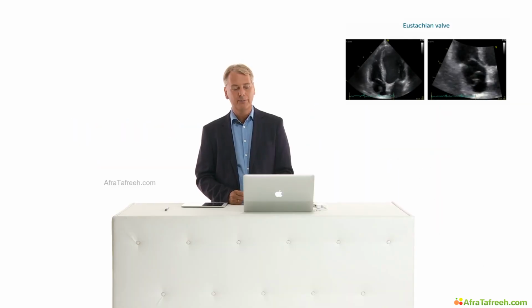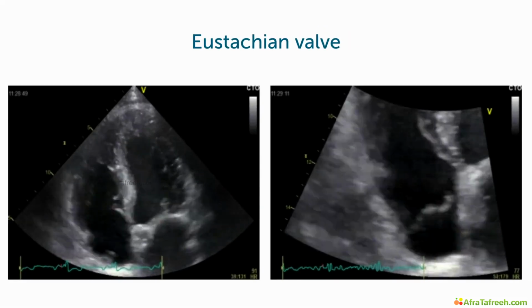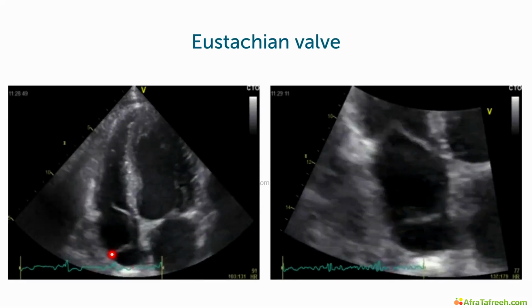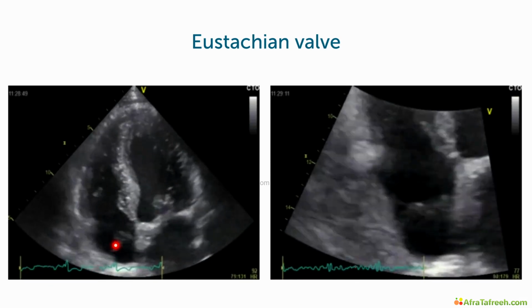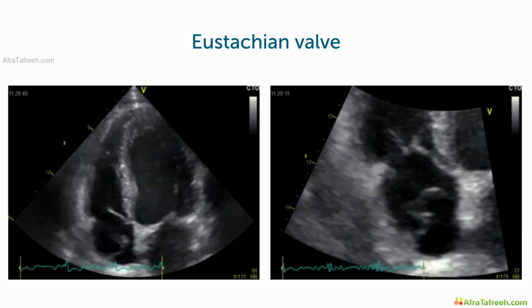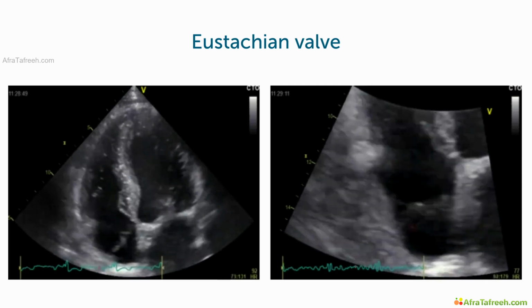I think you've all heard about the Eustachian valve, and we've seen examples in the previous chapters. And this is such a beautiful example. It's located right here where the inferior vena cava enters the right atrium, and these structures can be quite long at times. Here's a more detailed view showing you the mobility of such a Eustachian valve.